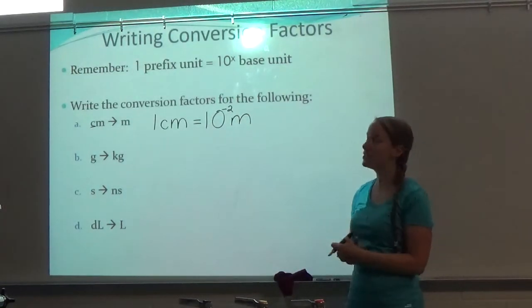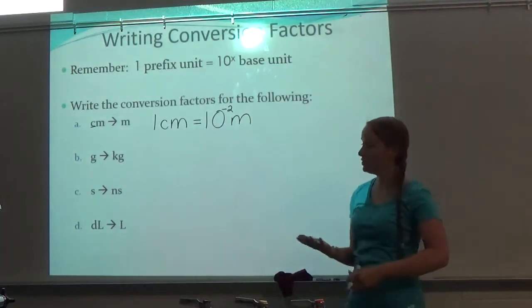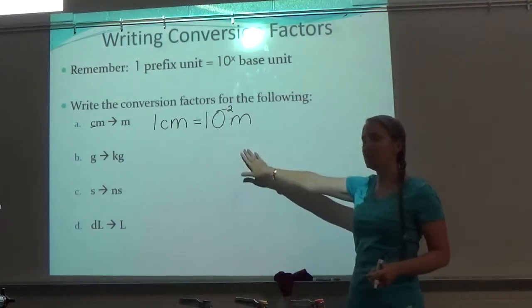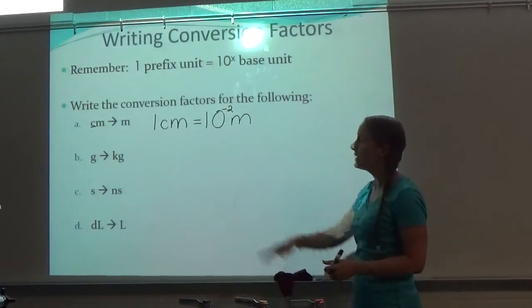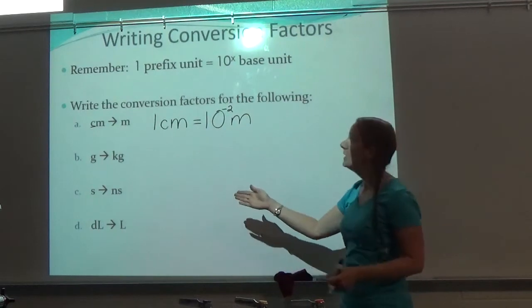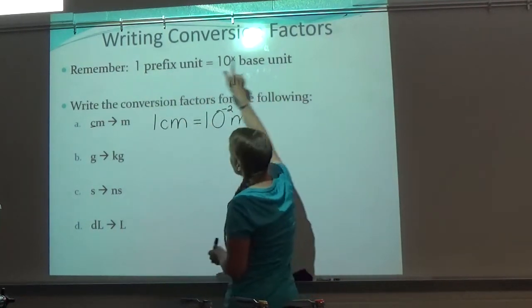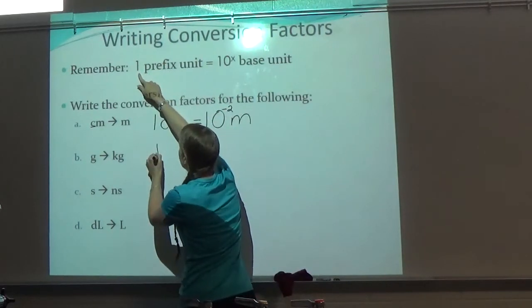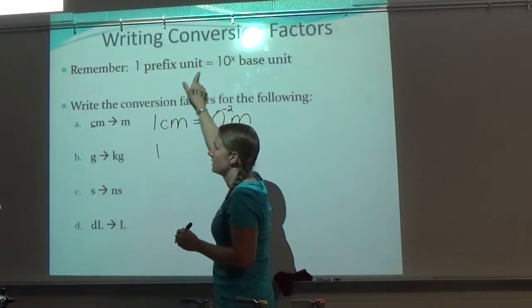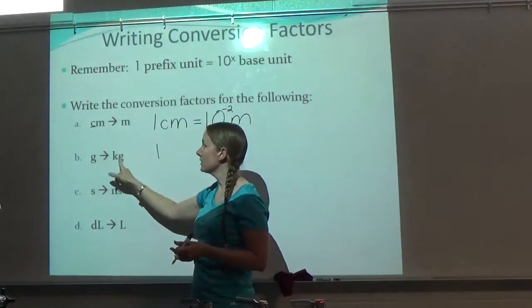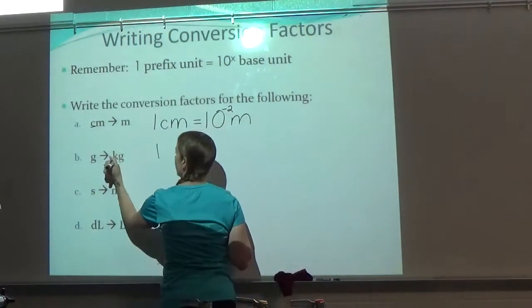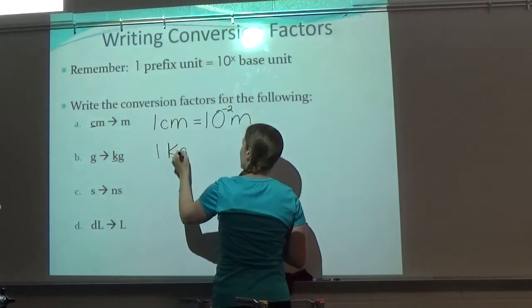The SI prefixes chart, sometimes it's kind of hard for people to get used to. So let's look at another one, then I'll let you try the last two. So we have grams and kilograms. I start with 1. Remember, we're just going to fill this in. So 1 of my prefix unit. Which has a prefix, grams or kilograms? Kilograms has a prefix. So it's going to be 1 kg equals.